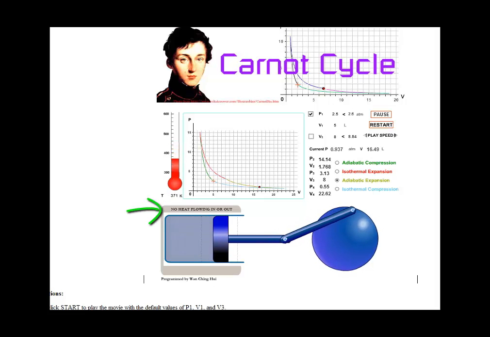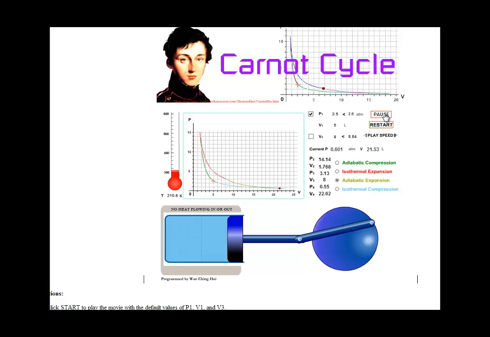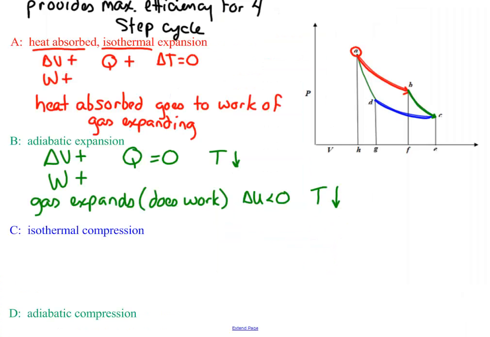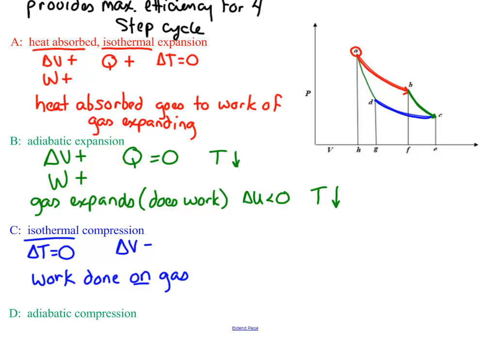As it says on the area around the cylinder, no heat is flowing in or out, but our temperature is dropping because all the work the gas is doing is giving off energy and it's losing its internal energy. The next part of our graph is isothermal compression, meaning temperature is constant. Our change in volume is negative. Volume is decreasing, so we have work done on the gas, and that work done on the gas is equal to the heat that it loses. So it's giving off heat, so its temperature is going to drop even more.